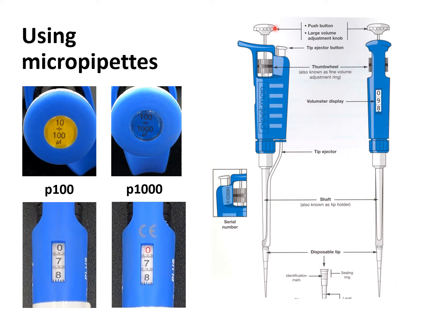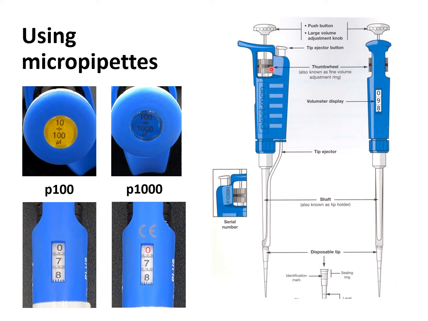So again, you push down to the first stop so you can draw up the fluid, and then you push down to the second stop so that you can eject the fluid. Right here, there's an ejector button, and I'm going to explain what the ejector button is for. By the way, the push button, you can also rotate it and adjust the volume that way.